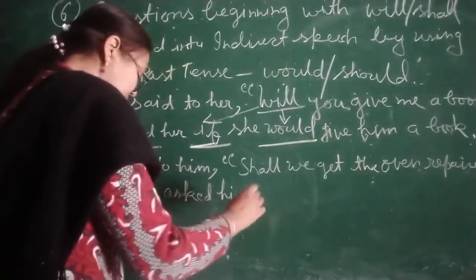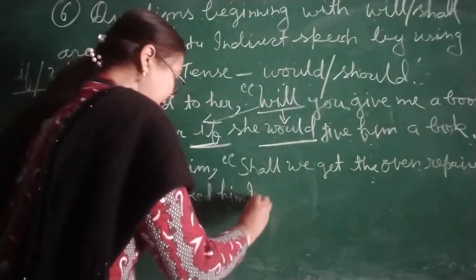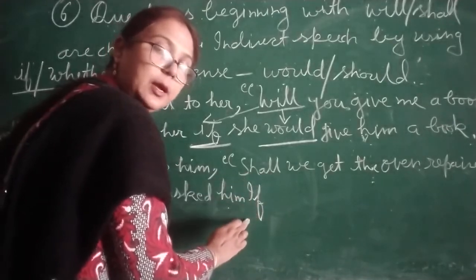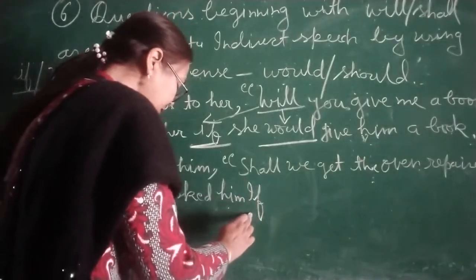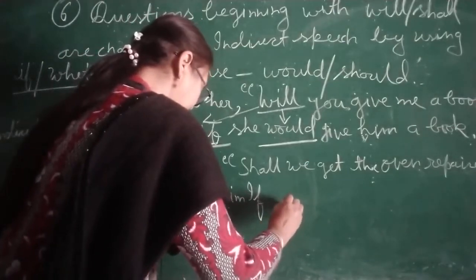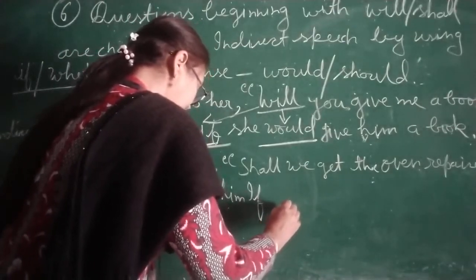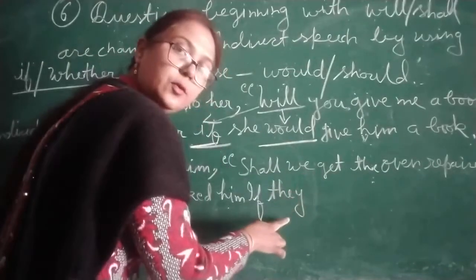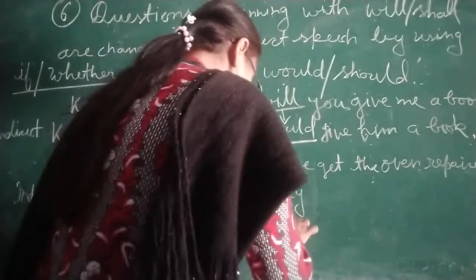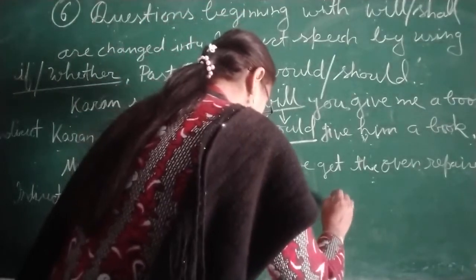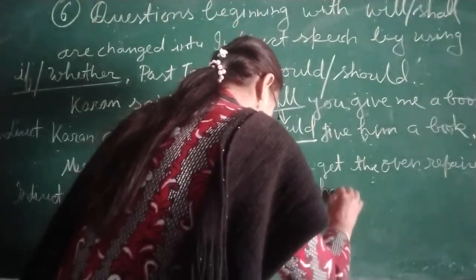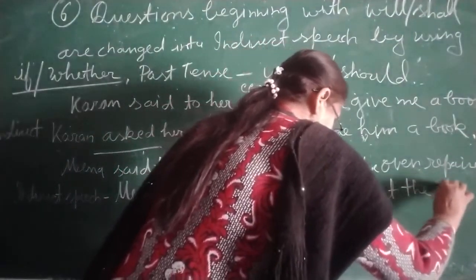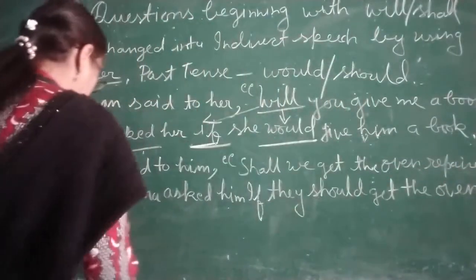that is, shall is there, so we will use over here if. Okay, shall is there, so we will use here if, okay, if they, because we is there, so we will change in they. If they should get the oven repaired.